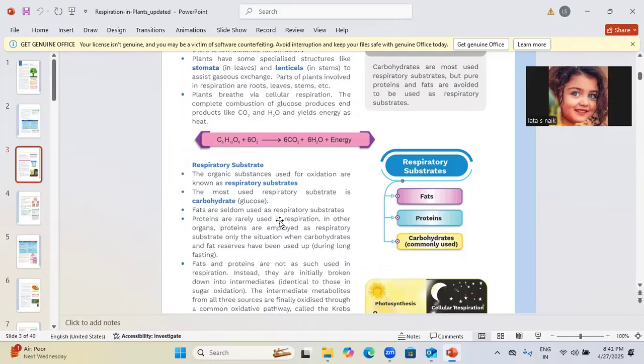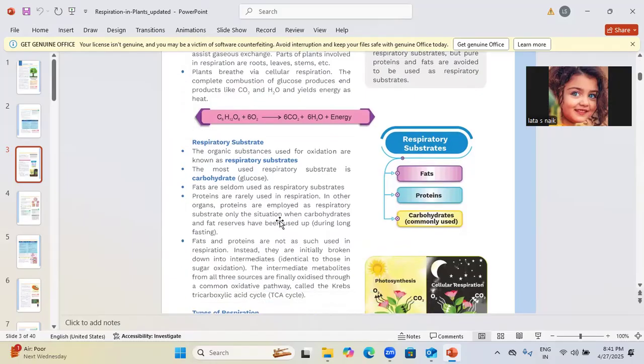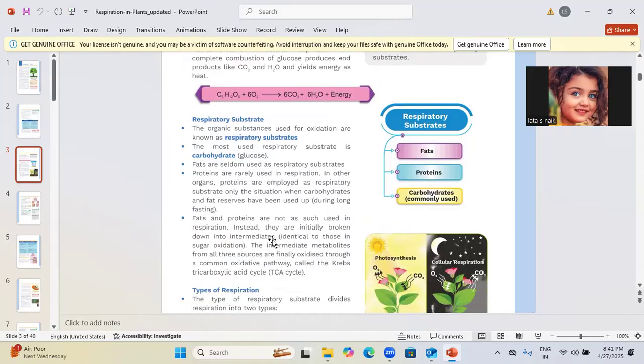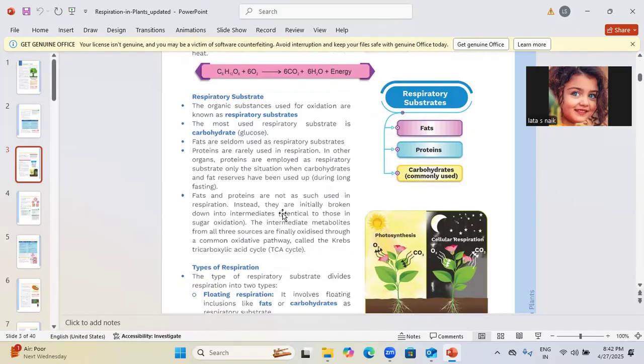Now, carbohydrate is readily oxidized for energy production, while proteins and fats can also be used. They require more complex metabolic pathways and are not as efficient as carbohydrate, so they are seldom used as respiratory substrate. Proteins are rarely used in respiration. In other organs, proteins are employed as respiratory substrate only in the situation when carbohydrate and fat reserves have been used up during long fasting.